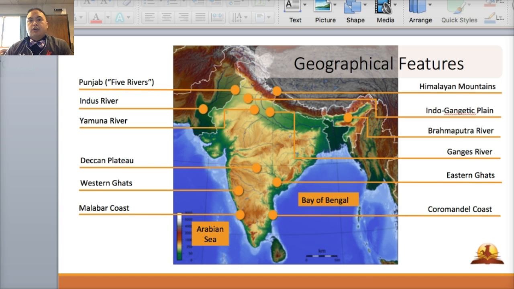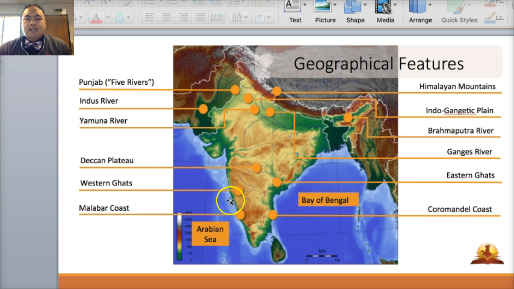As a geography, you should know, they'll ask you questions about India, topography, geographical features. So let's just go down the list. The Punjab, or quote-unquote the 5 rivers, is up here in northwest India. The Indus River is the one that splits it into the 5 rivers. And then in the middle, we have the Yamuna River. In the middle of India, we have what they call the Deccan Plateau. On the west, we have the Western Ghats. And then we have what they call, this side right here, the Malabar Coast.